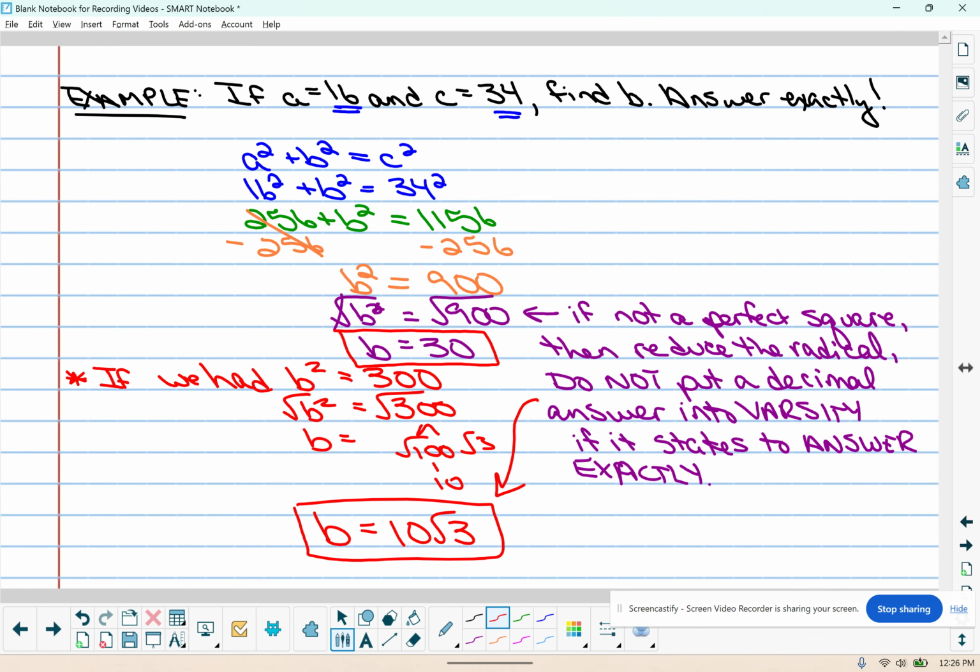Also, remember, you can't have a radical in a denominator. So we're going to talk about rationalizing that here in a minute. Okay, so Pythagorean theorem, I'm assuming you know how to use it. That's just a super quick review. All right, now on to trig ratios.